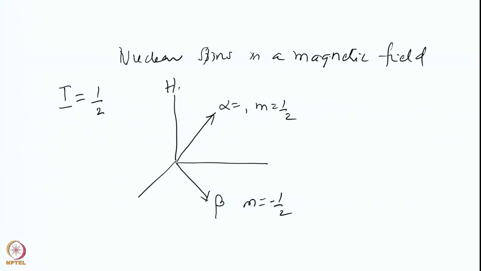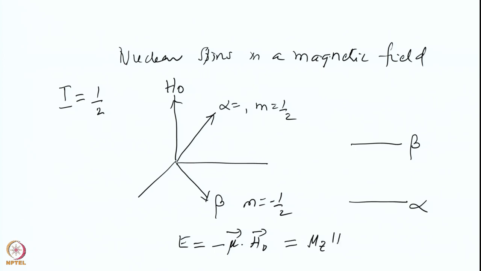The magnetic field is applied along the z axis, and therefore the alpha state has a lower energy and the beta state has a higher energy. So these different orientations have different energy values, and that energy is given by E equal to minus mu dot H naught, where mu is the magnetic moment and H naught is the applied magnetic field. This can be written as minus mu z H naught, or minus gamma m h cross H naught.